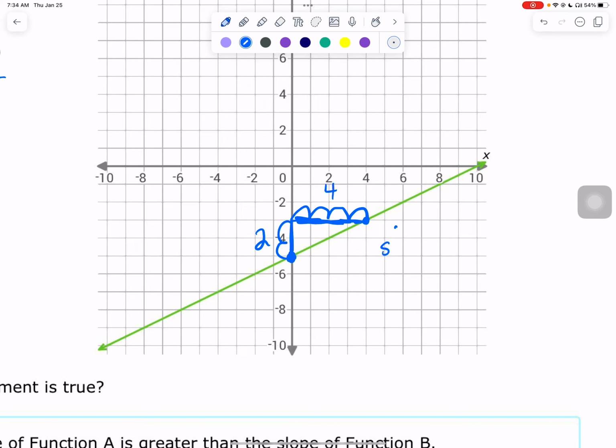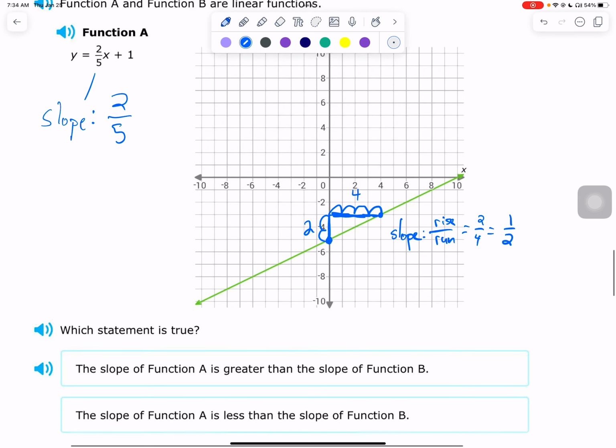So my slope, again, is my rise over run. In this case, 2/4, which simplifies to be 1/2. We can divide the top and bottom by 2. 2 divided by 2 is 1. 4 divided by 2 is 2. Okay, so we have 1/2 and 2/5.